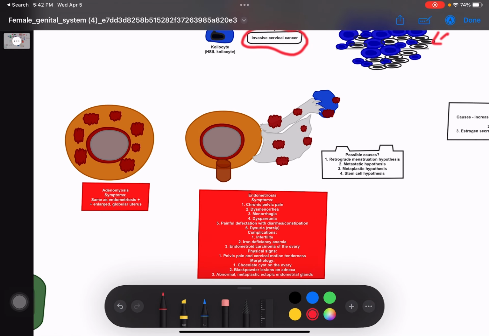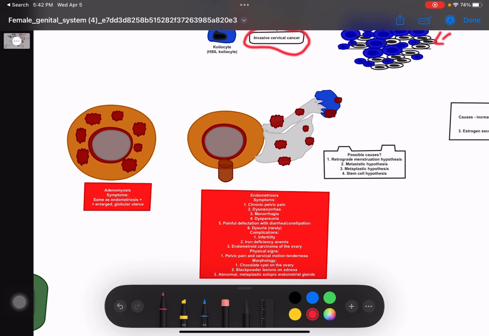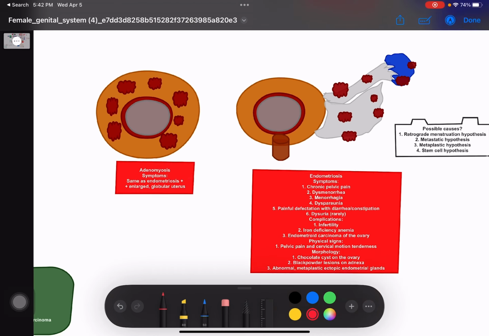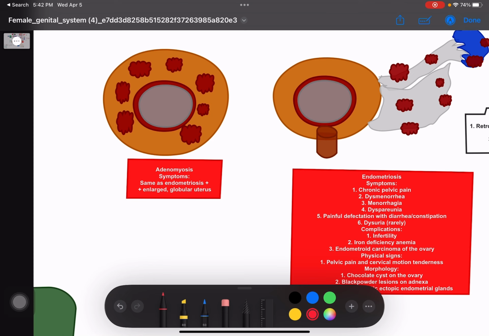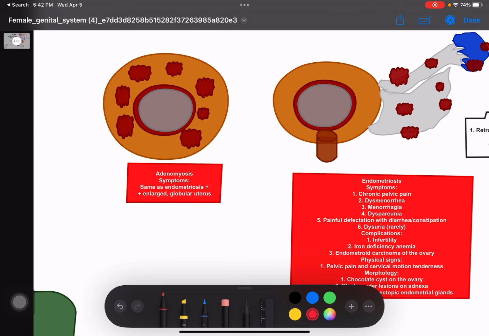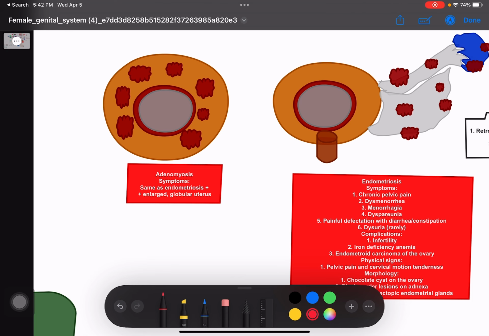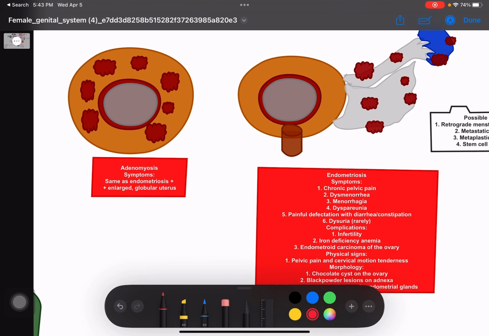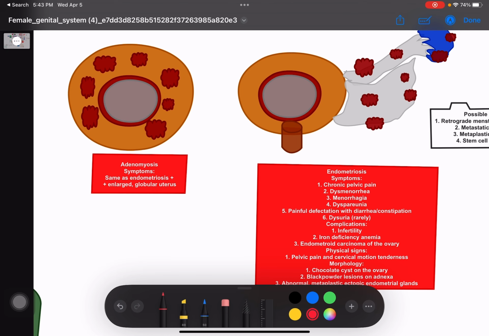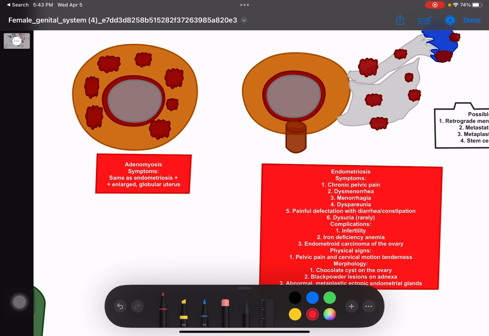Okay, the second disorder is going to be endometriosis, but before that, let's talk about adenomyosis. Endometriosis and adenomyosis both are problems arising from the endometrium. In this case, you can see there's inappropriate migration or invasion of the structures by the endometrial tissue.